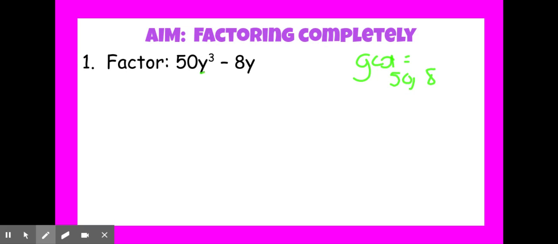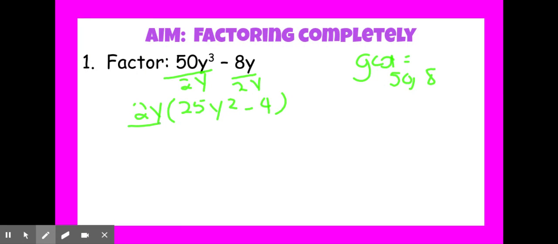And then you look at your y's. You have 3 y's here and 1 here. So I know there's a 2y that is a GCF between both of those terms. If I factor out 2y, I'm left with 25y squared minus 4.